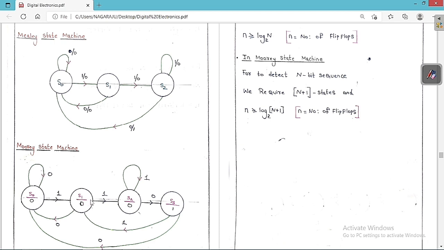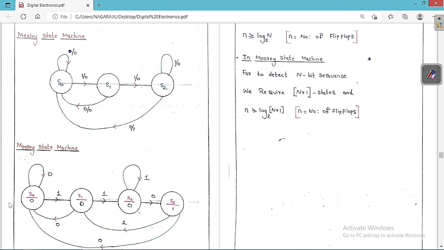Similarly, if the new input is 1, we go to the new state S2 with an output always equal to 0. If the new input is again 1, the output is always 0 and we remain in the same state S2. If the input is 0, we go to the new state with an output of 1. Similarly, if the input is 1, we go back to state S1 with an output of 0. If the input here is 0, we go back to the initial state S0 with an output of 0. So this is the Moore state machine that we get.